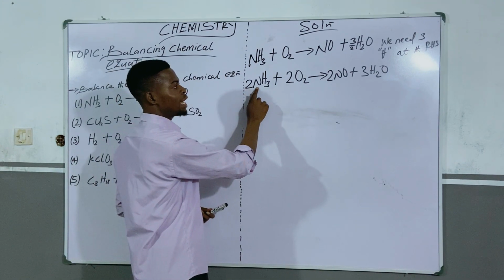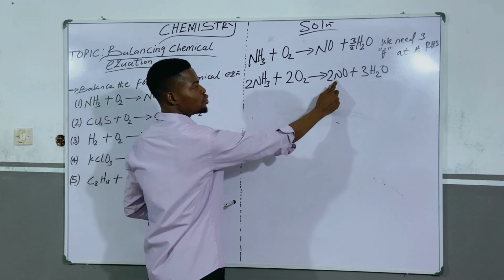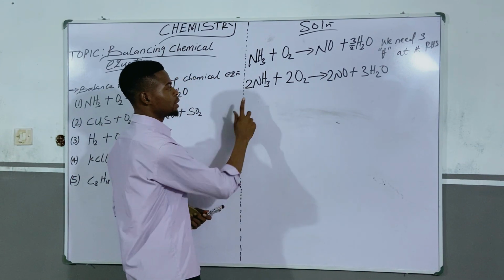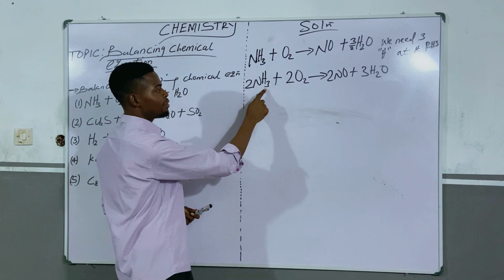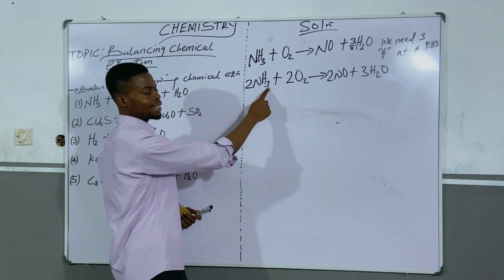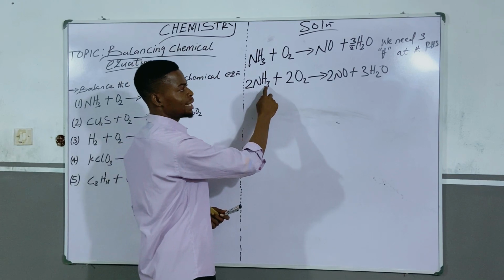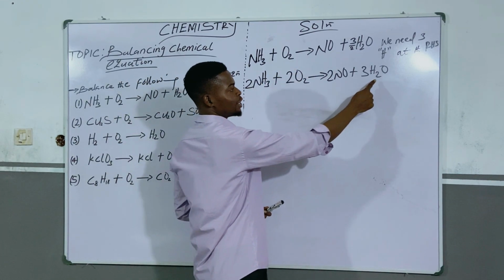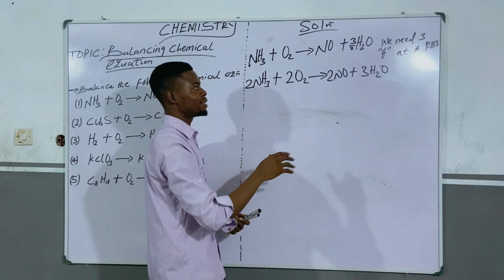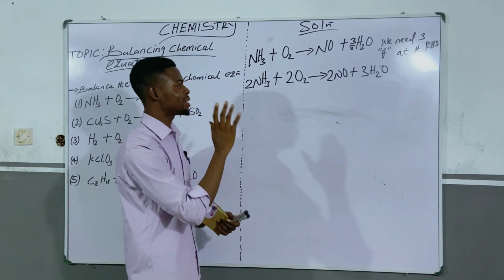We have 2 nitrogen here and 2 nitrogen here. Nitrogen balanced. Let's check the hydrogen. The hydrogen, we have 2 times 3, that is 6. Then let's check the product side. 2 times 3, 6. So 6 hydrogen. Hydrogen is balanced. Then we are left with oxygen.